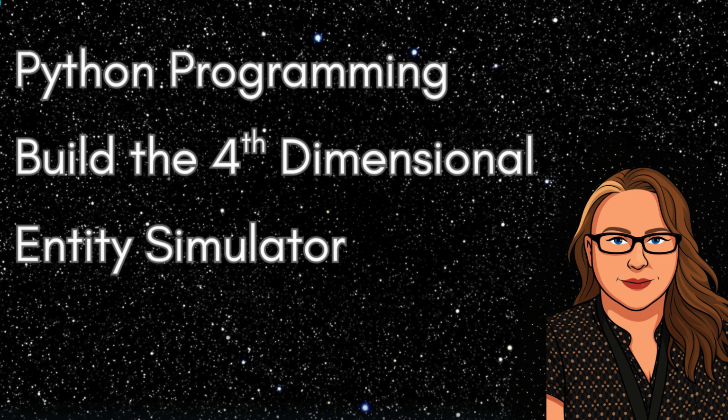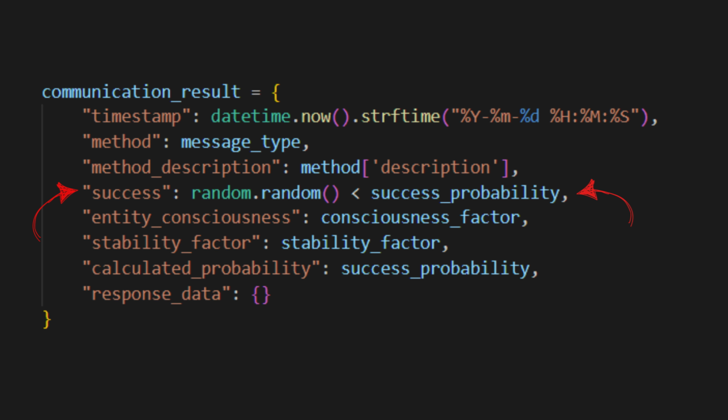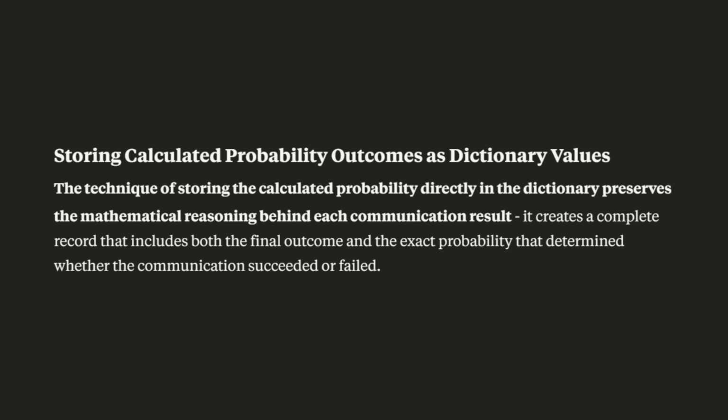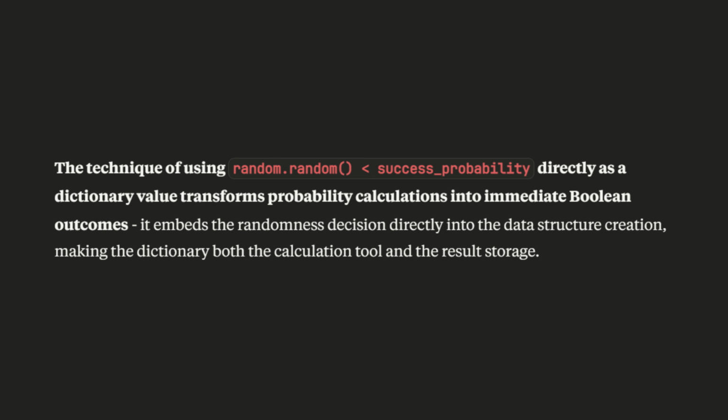We're building our communication result dictionary, and when we get to this line, success as the key, random.random less than success_probability as the value, we encounter another sophisticated technique. It's demonstrating storing calculated probability outcomes directly as dictionary values, using random.random comparisons as dictionary data, creating realistic success-failure outcomes that get stored as data for analyses and program logic.